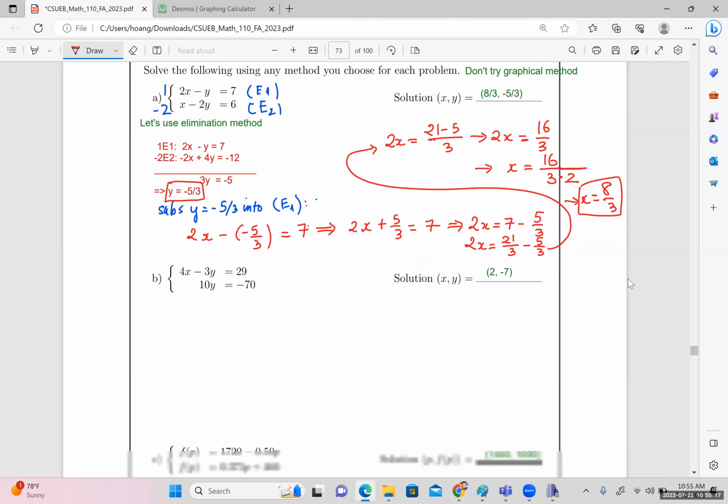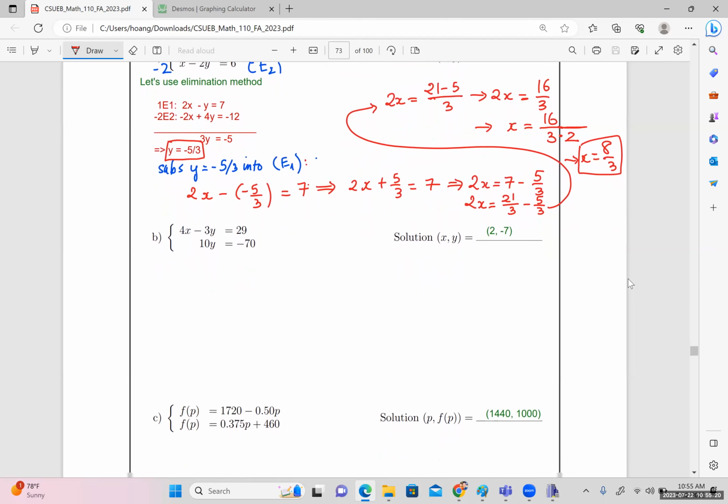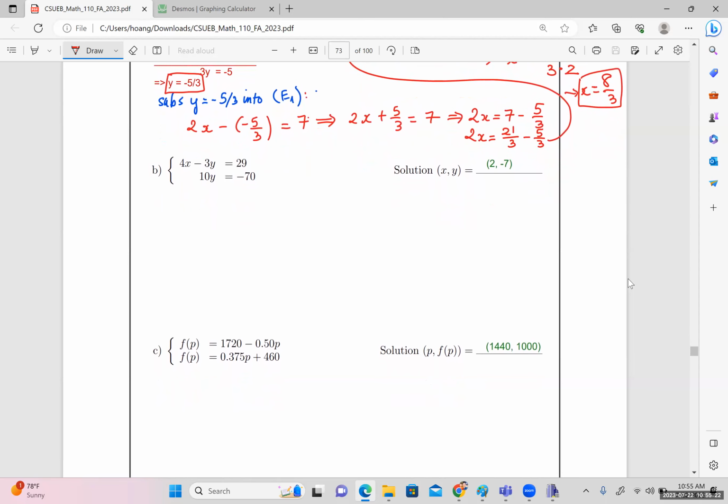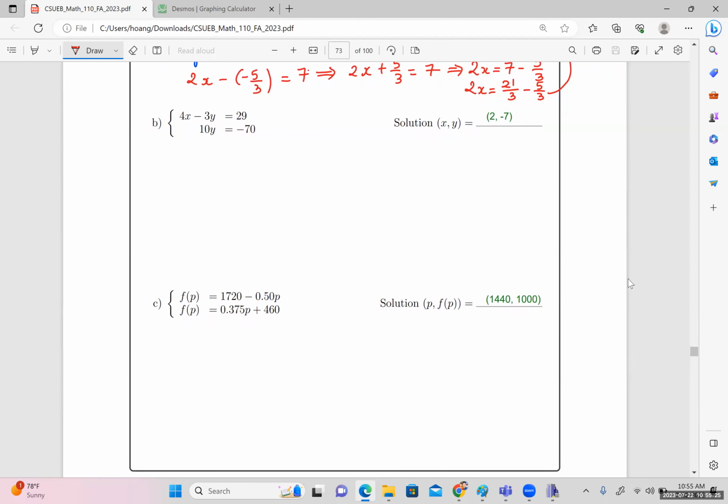I don't want to show B or C, since they both give us a nice number. But as you can see for B, I would recommend using the substitution method to handle this, because the second equation almost has the y value isolated already. You can just divide by 10 on both sides, you can isolate it, right?